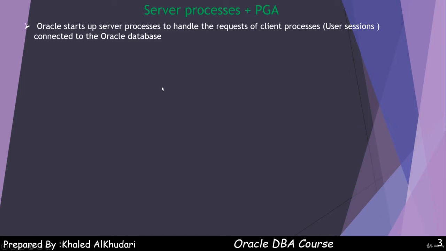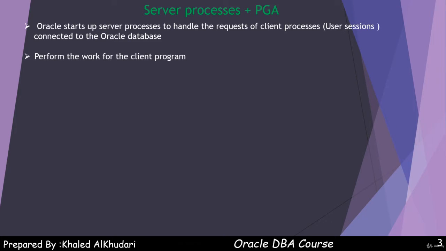Actually, Oracle starts up a server process to handle the requests of client processes. So the main purpose of the server process is to handle the requests of the client process. What is the meaning of the client process? Actually, it is the user session. So when the user connects to the database and tries to run a SQL statement or select statement, Oracle will create a server process. So this is the main purpose of the server process.